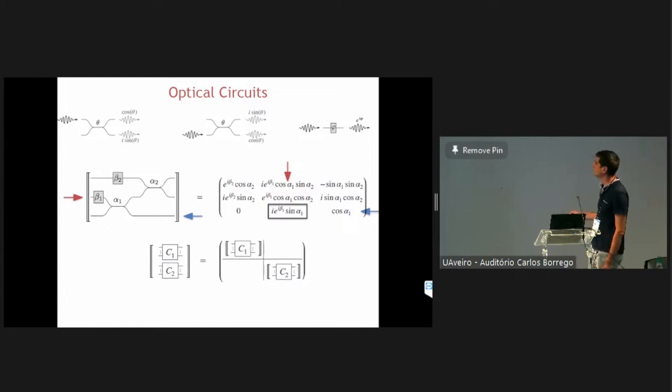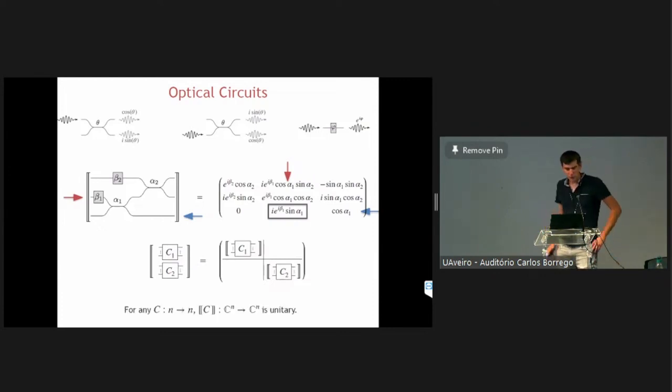So for instance, here is the rule for the parallel composition. If you have two circuits and you put them in parallel, the matrix is the direct sum of the two matrices, okay? Notice that this is not the tensor product, contrary to quantum circuits. Here, it's the direct sum. This is one of the main fundamental differences between quantum circuits and optical circuits.